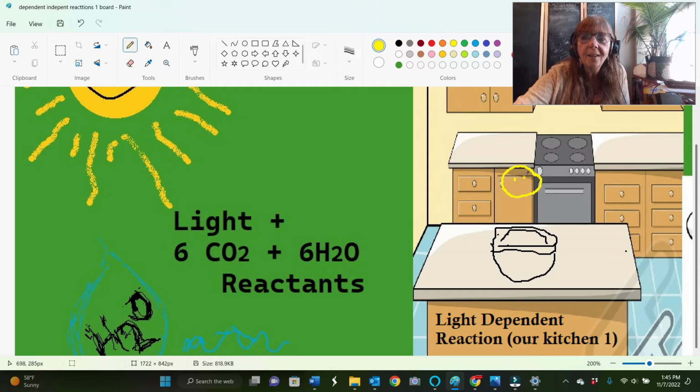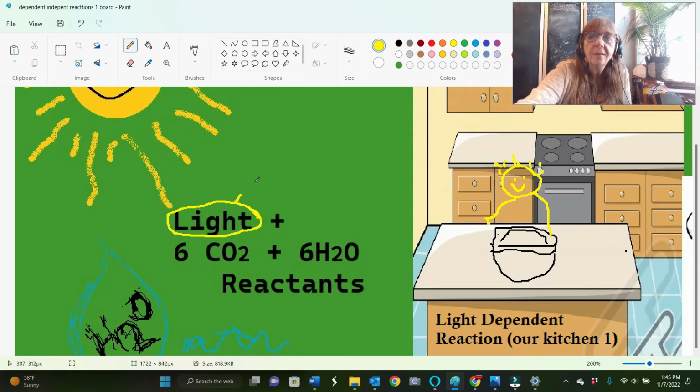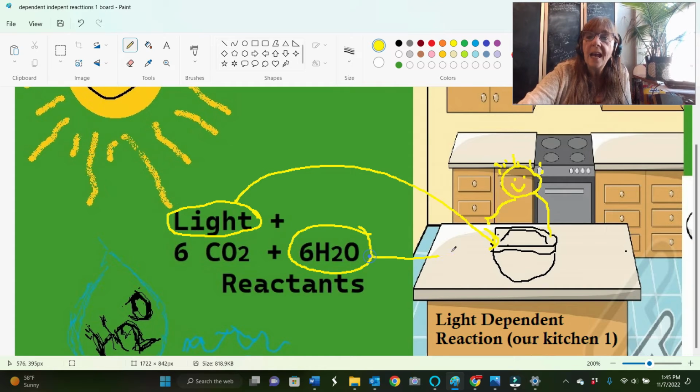Okay. Here we are, very happy in the kitchen. And we're about to mix our bowl. Okay, so we've got light, we've got CO2 and 6 H2Os as the reactants. But this is the light-dependent reaction kitchen. So we're going to use light in here, put it in the bowl, light, and we are going to use H2O. And then what's going to happen?